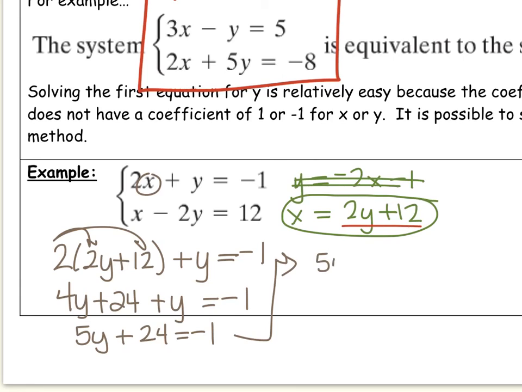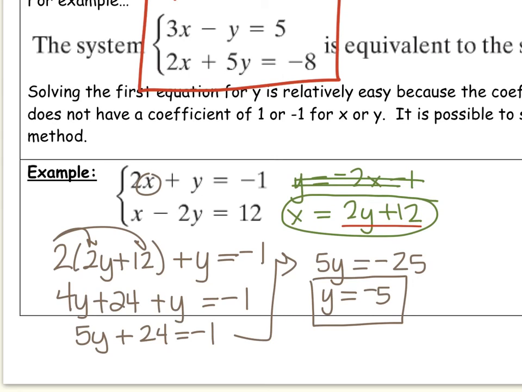Subtract 24 from each side. I get 5y equals negative 25. Divide by 5, and I get y equals negative 5. So now I need to figure out, okay, well, if I know y is negative 5, what is x?